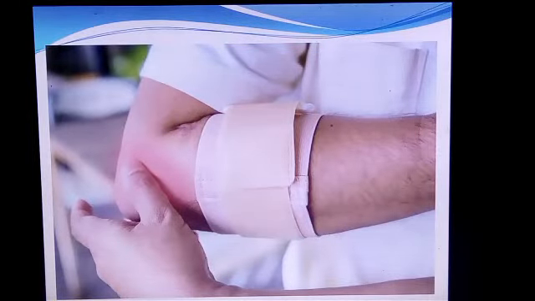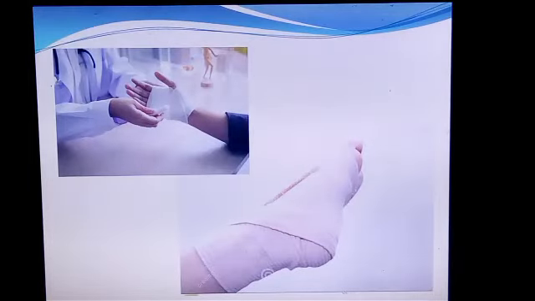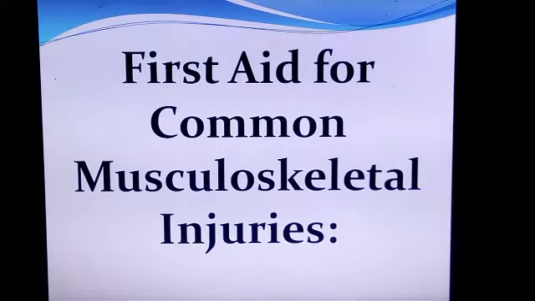Musculoskeletal injuries are injuries that affect body movement and the ability to function in normal day-to-day living. It involves damage to the bones, joints, ligaments, tendons, muscles, and other soft tissues. Here are some first aid for common musculoskeletal injuries.